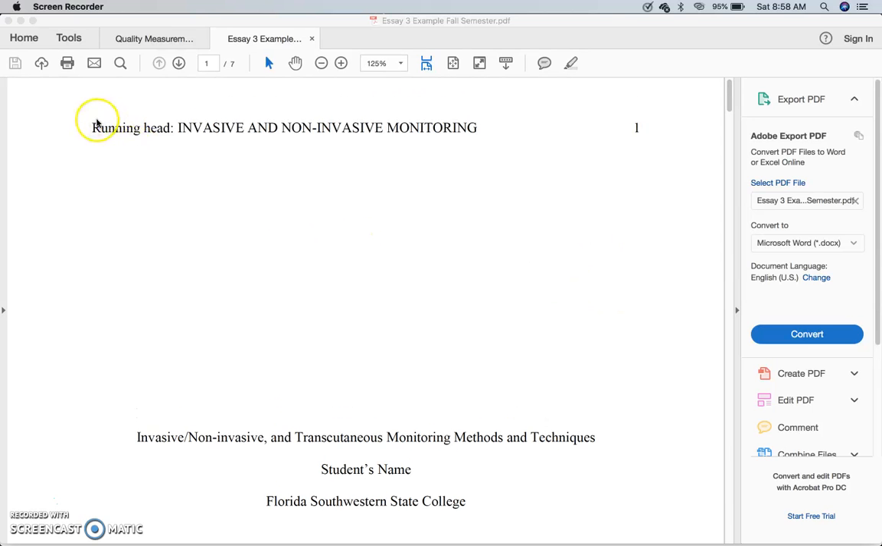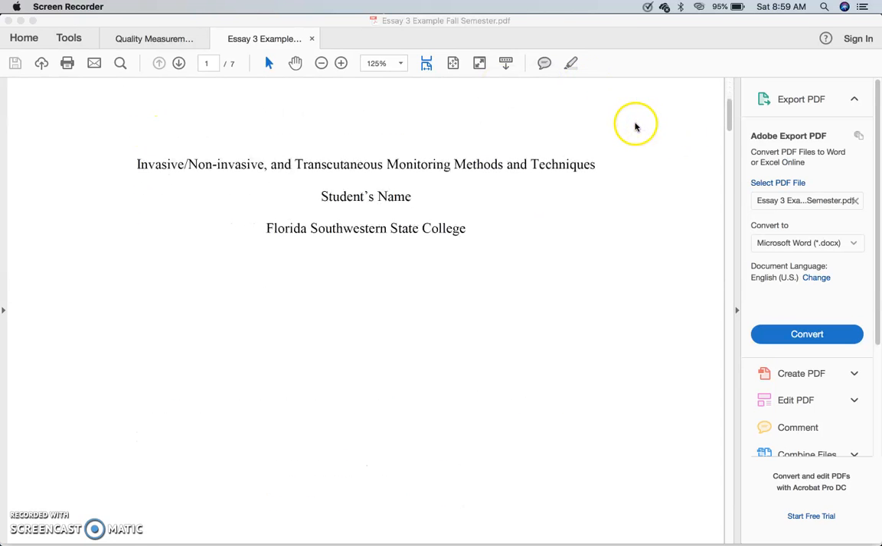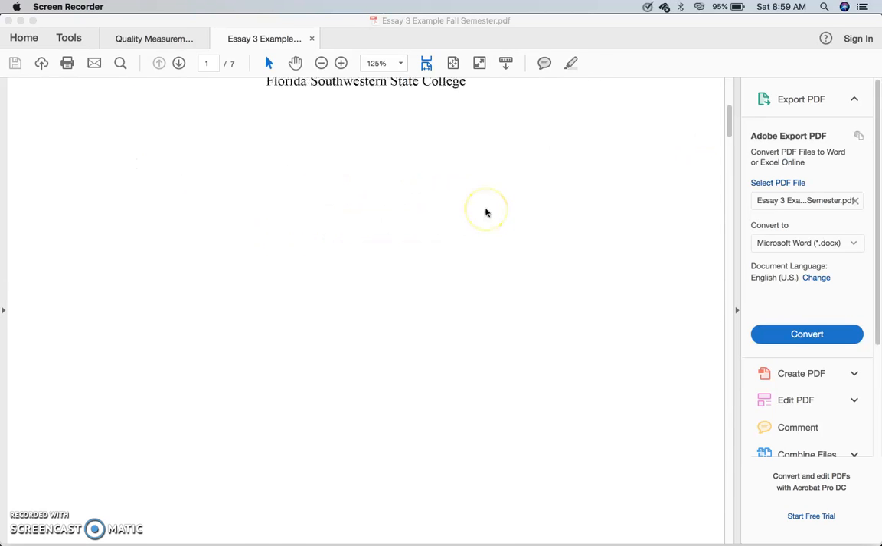So page one. Your header on page one needs to say running head with a colon. This student chose invasive and non-invasive monitoring as the main topic of the paper. Perfect. Notice running head, R capitalized, H lowercase, colon, and the rest of it in all caps with the page number. On a title page, your title is centered on the first page. Here's the title of the paper. You write your name, and then it's Florida Southwestern State College.